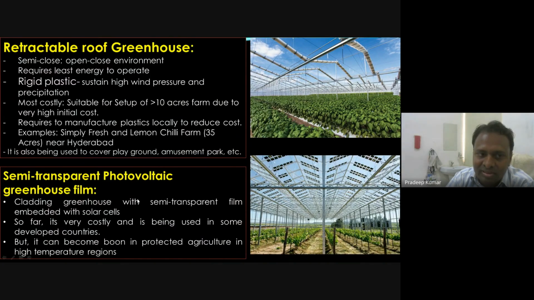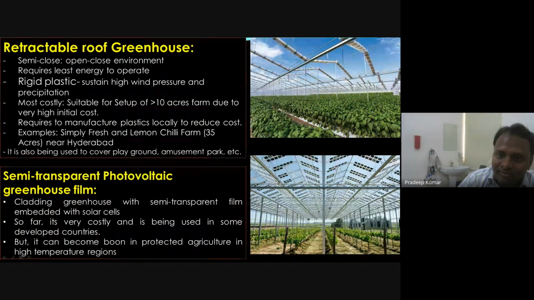Then another one, the semi-transparent photovoltaic greenhouse film, is coming up. This is not our research, but we are going to install this kind of system very soon, with photovoltaic cells on the greenhouse, in one project. I believe this can be a very good technique, because in our area there is abundant solar radiation. Only in 2 months, from 15 December to 15 February, we do not require shading. Otherwise we require 50%, or more than 50%, shading.